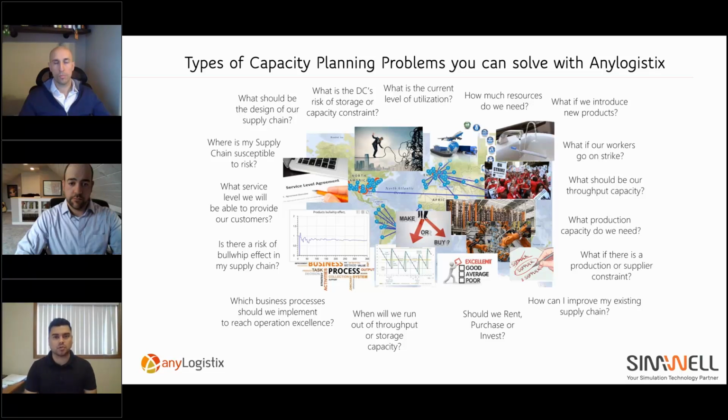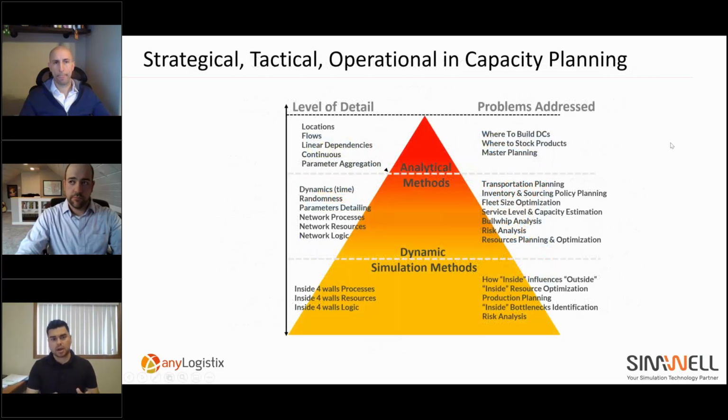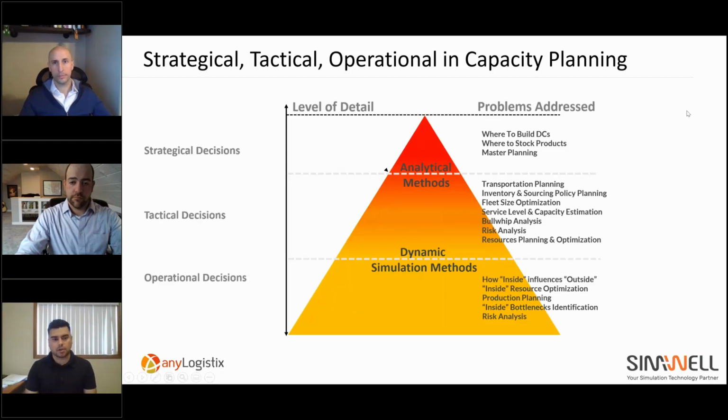Capacity planning is always considered very strategical, but it can also be considered in different layers of strategy. So this is where we come up with the three layers of strategic and capacity planning, which are strategical, tactical, and operational. In our pyramid of problems, the level of detail is the amount of data that we need in order to solve certain problems. Going from analytical, the top of the pyramid, to the bottom of the pyramid, you're going to need more data, more detail.